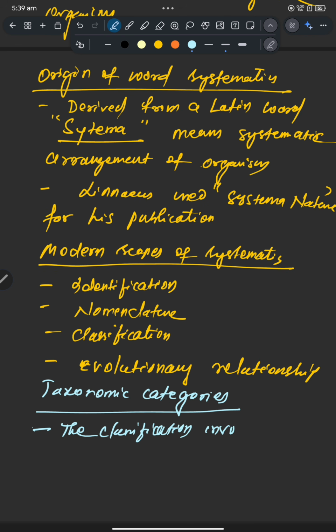involves hierarchy of categories. Okay, and each level is called a taxonomic category or rank.